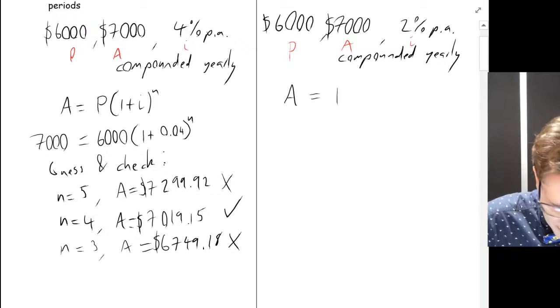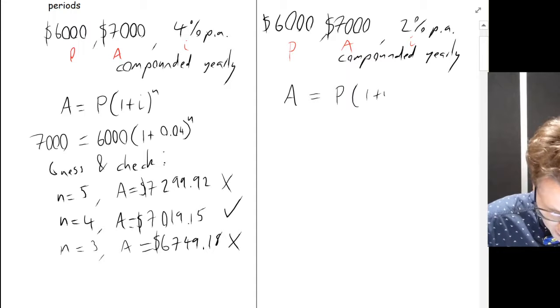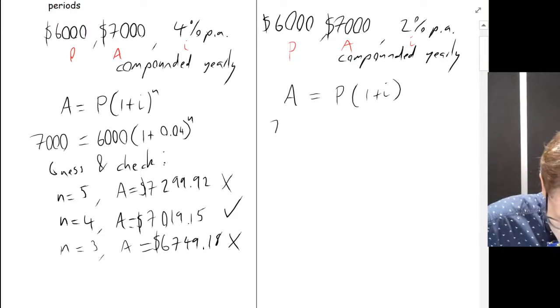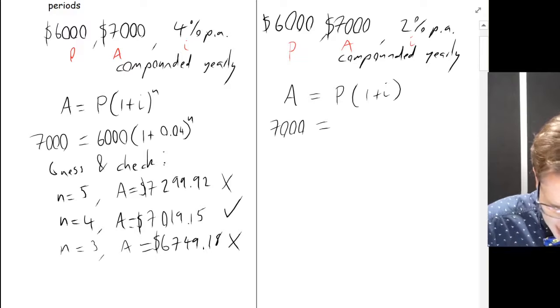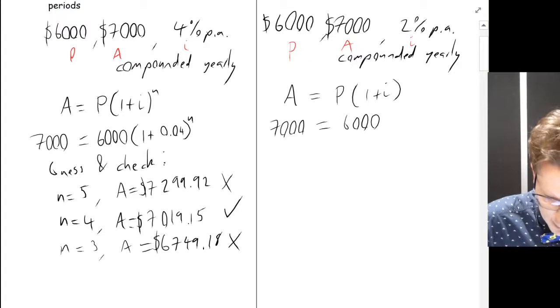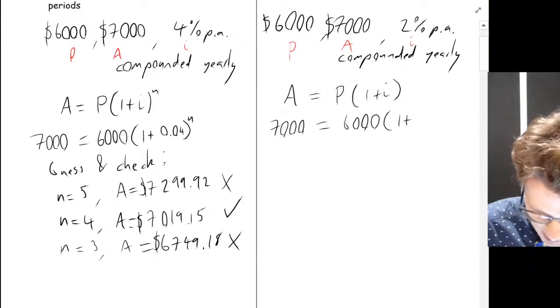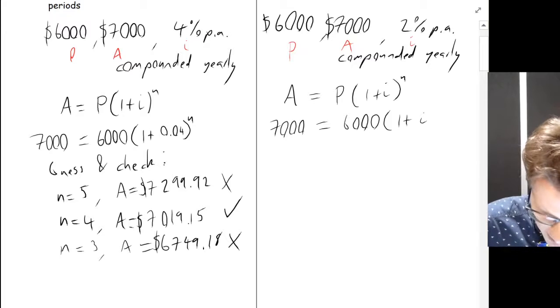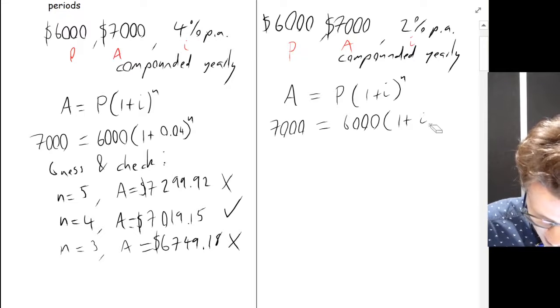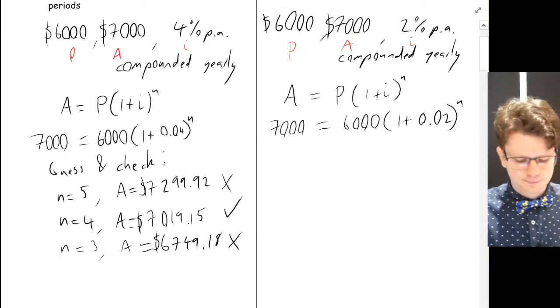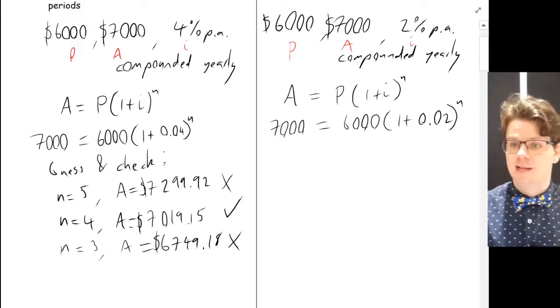A is equal to P(1 plus I). Substitute in: 7,000 equals 6,000(1 plus i). Oh, I didn't put an n up here. That probably doesn't help. Not i, 0.02, to the n. Okay. Now I've got to set it up correctly.